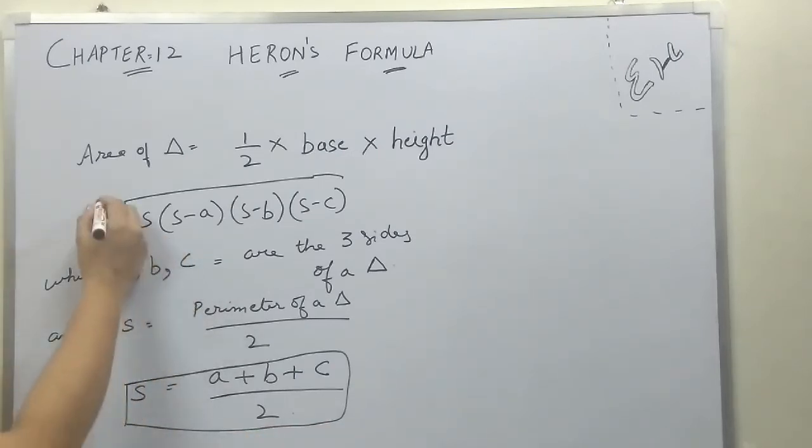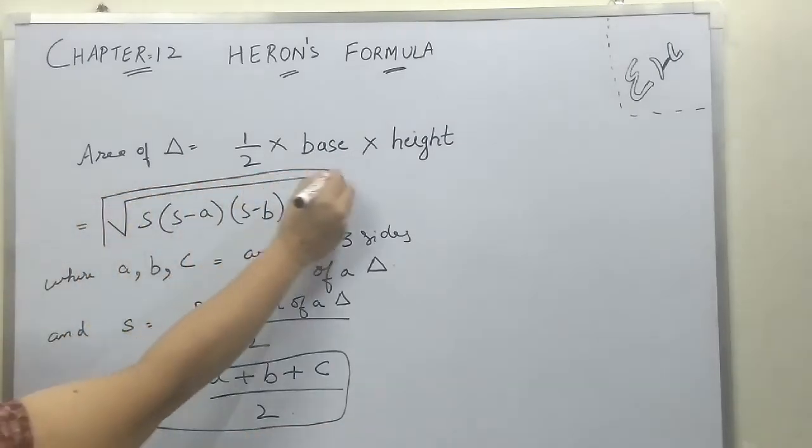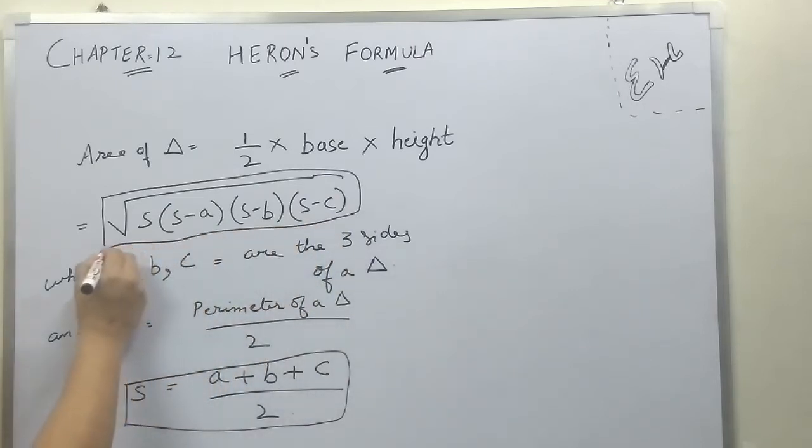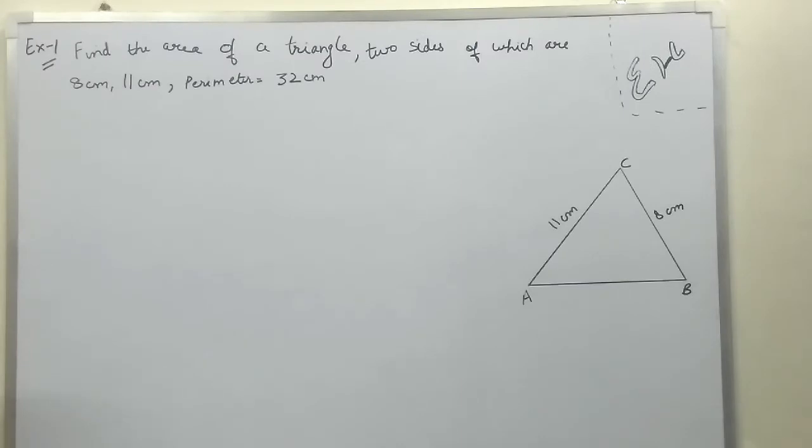Then we will put all the values here and calculate the root of that. That will give you the area of a triangle. And the area of a quadrilateral using Heron's formula is deleted from your course. Now we will start with example 1. In example 1, find the area of a triangle, two sides of which are 8 cm and 11 cm, and for the third you are given the perimeter of the triangle.